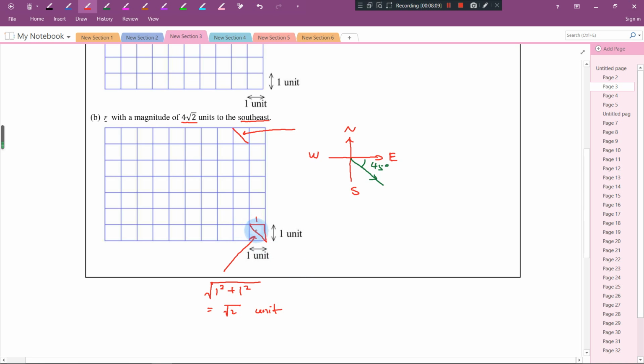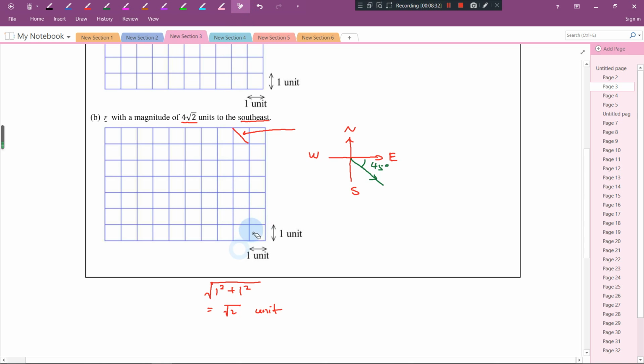So it means that one diagonal is square root of 2. So if I draw 2, then it will be 2 times square root of 2. If I draw 3, it will be 3 times square root of 2. Okay? So now we need 4. Where to start is up to you. Want to start here or start here is okay, as long as the direction is correct.